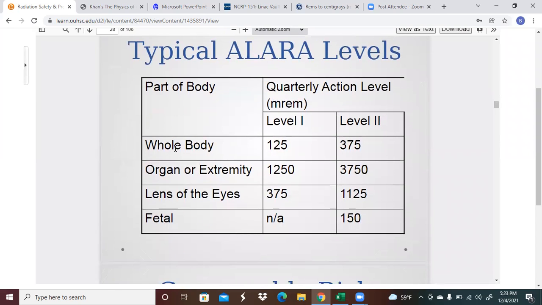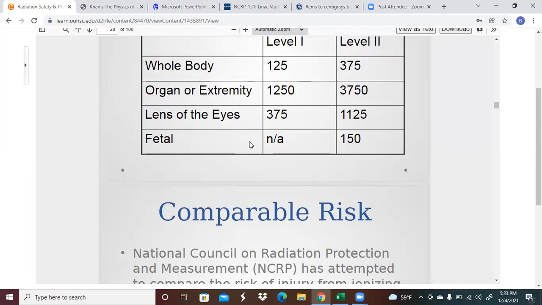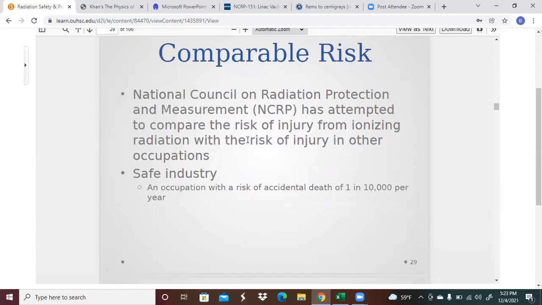So what are typical ALARA levels? You've got quarterly action levels here for the whole body, the organ or an extremity, and the lens of the eye, and obviously for a fetus, which you definitely would like to protect at all costs since their cells are multiplying at a significant rate.